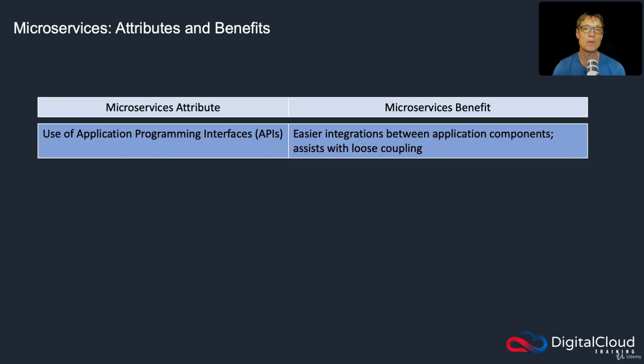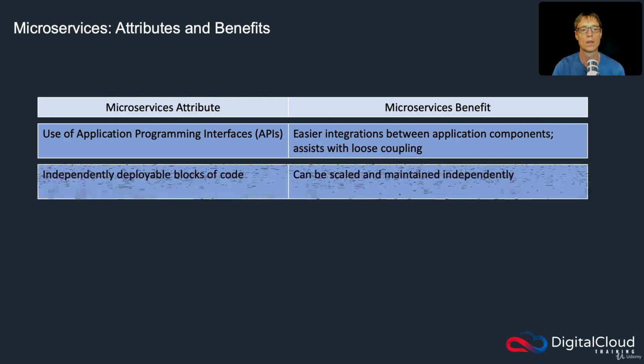So we talked about APIs earlier in the course, and APIs really help you to talk between your applications using standard languages. And in terms of loose coupling, it means you can integrate with things like a message bus using an API or a notification service to send information between your application components. We have independently deployable blocks of code, so each microservice is a separate block of code.